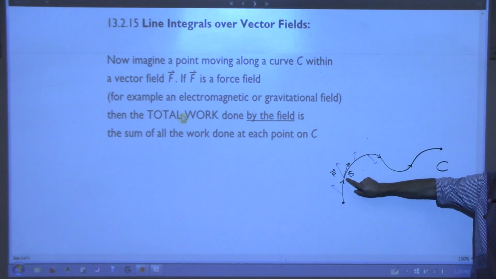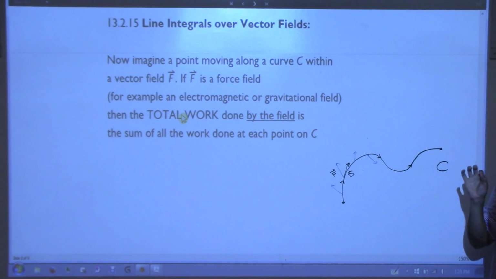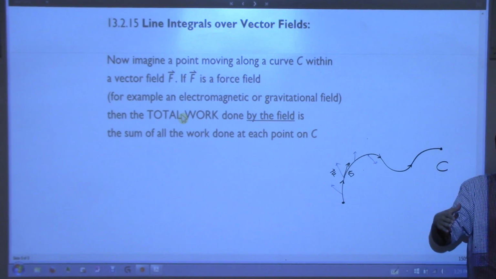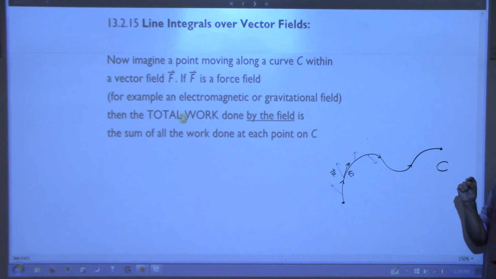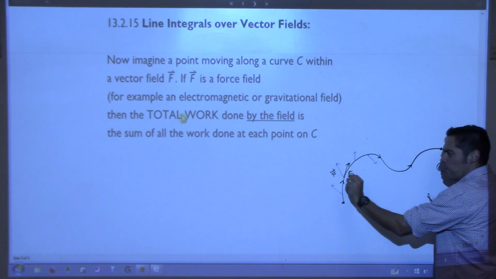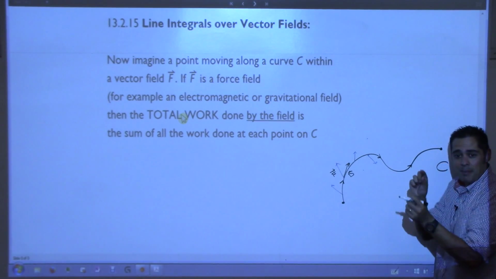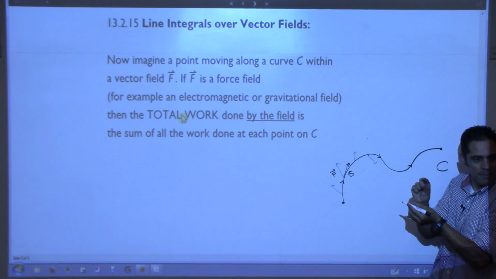But see, there's a problem with that. How can you have work done at a single point? You have to have displacement, don't you? So what we do is we do it on the infinitesimal. We take an infinitesimal point. That doesn't make any sense. We take an infinitesimal segment of the curve.